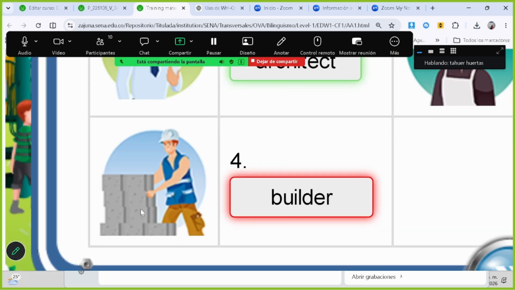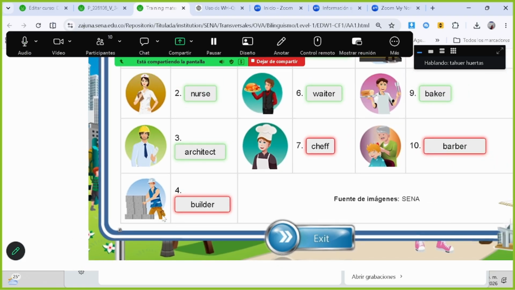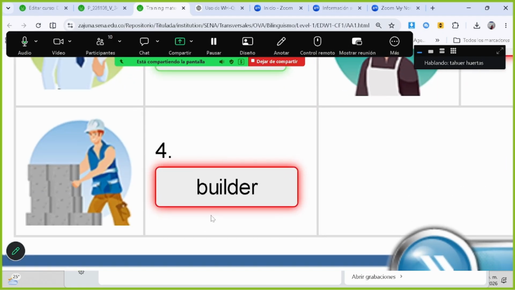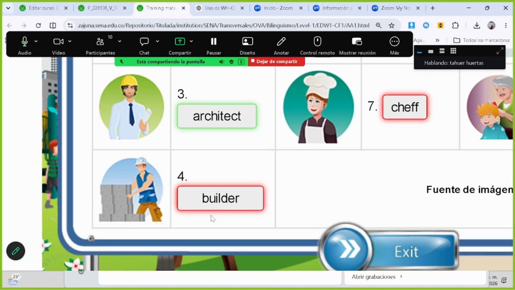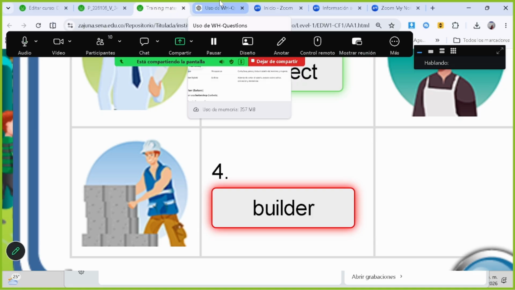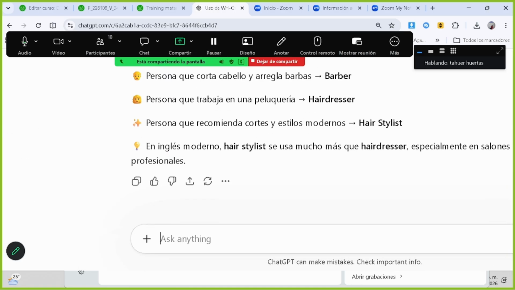Oh, and here, what is the correct word? Builder. Or tell me, do you know a synonym for this occupation, for this profession? Let's ask artificial intelligence. Tell me more synonyms of builder.